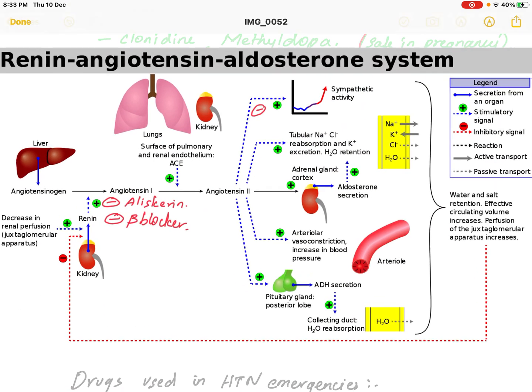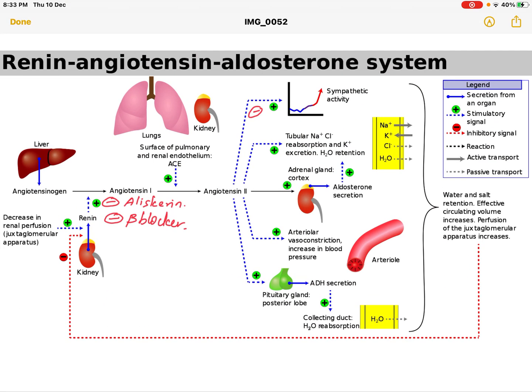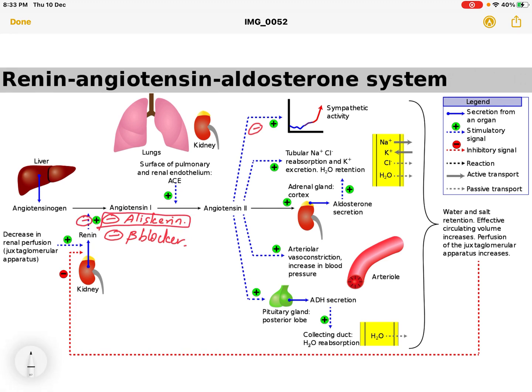So here we discussed this picture briefly in the first part. Here I've just mentioned aliskiren, which was a renin blocker, which acts in this step where there is inhibition of renin. And as we all know, the other action for beta blockers is also that they decrease the release of renin. So both these drugs act in this pathway.